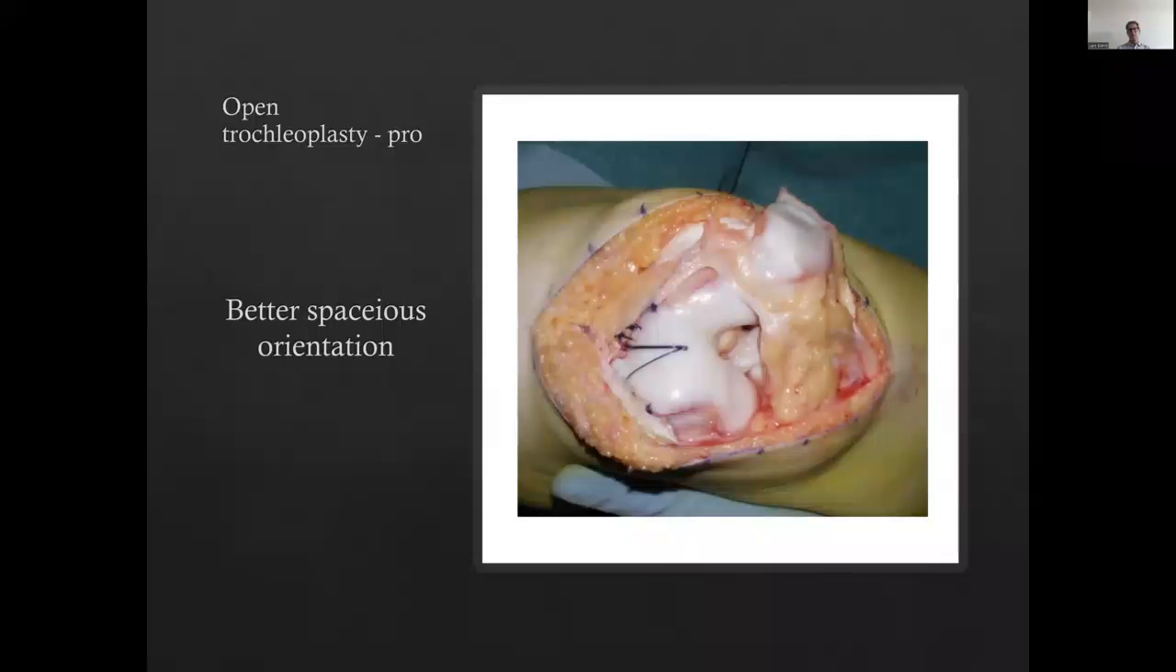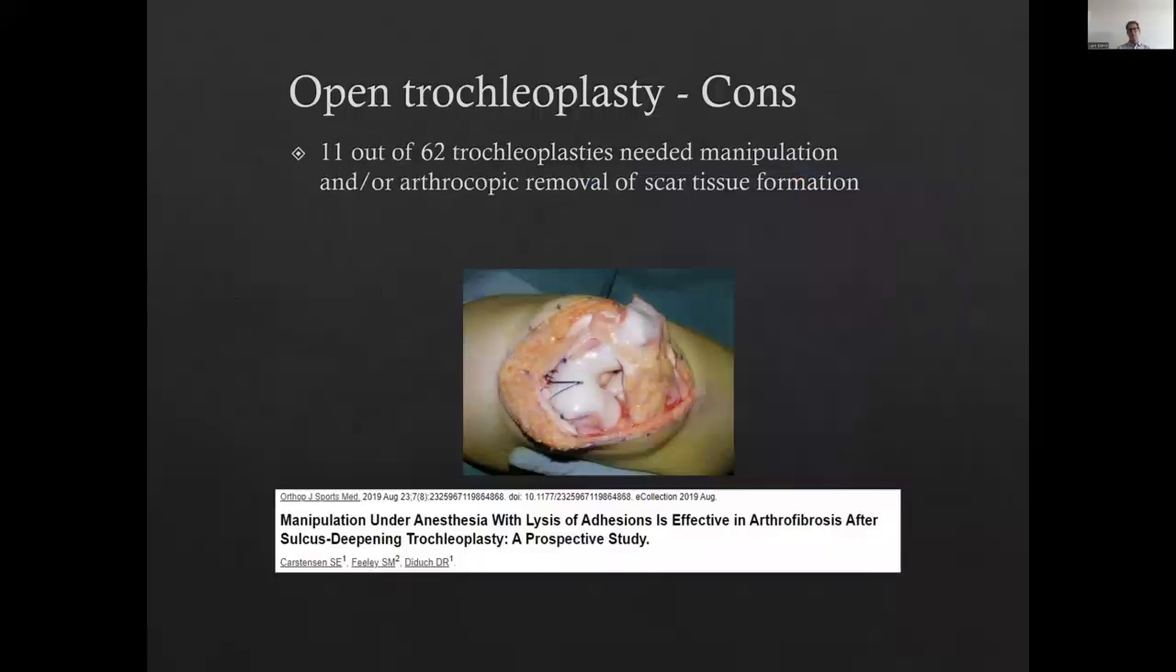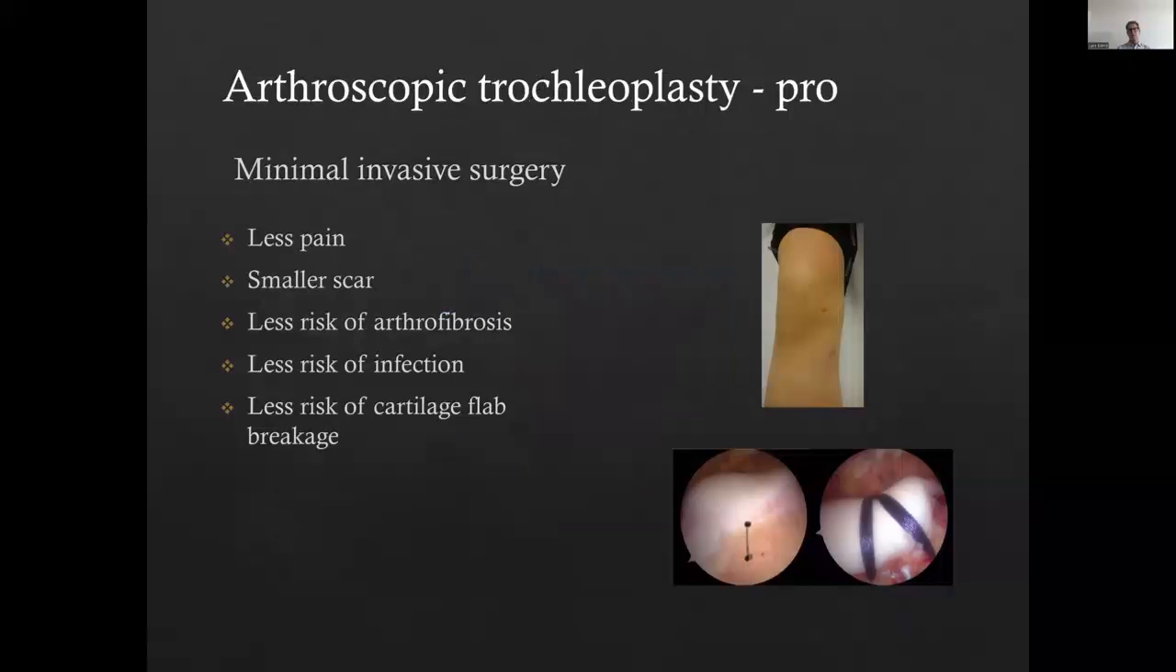My last open one was in 2007. Naturally, open gives a better spatial orientation compared to the arthroscopic, but with the arthroscopic I think you see more details. One of the problems with the open trochleoplasty is the risk of arthrofibrosis. In this study, there were 11 out of 62 who needed further manipulation or arthroscopic removal of scar tissue formation, and you don't see that with the arthroscopic technique.